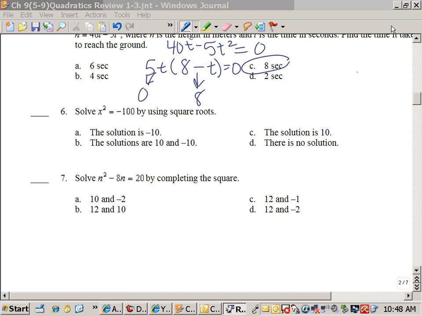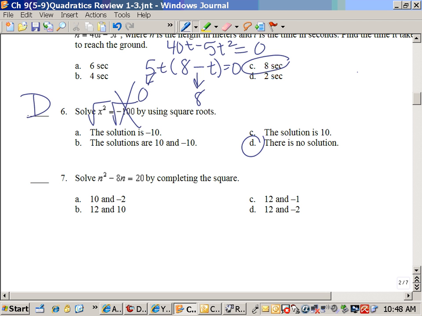Now, number 6. If I use square roots, I would take the square root of each side. But no, you cannot take the square root of a negative, so D, there is no solution.